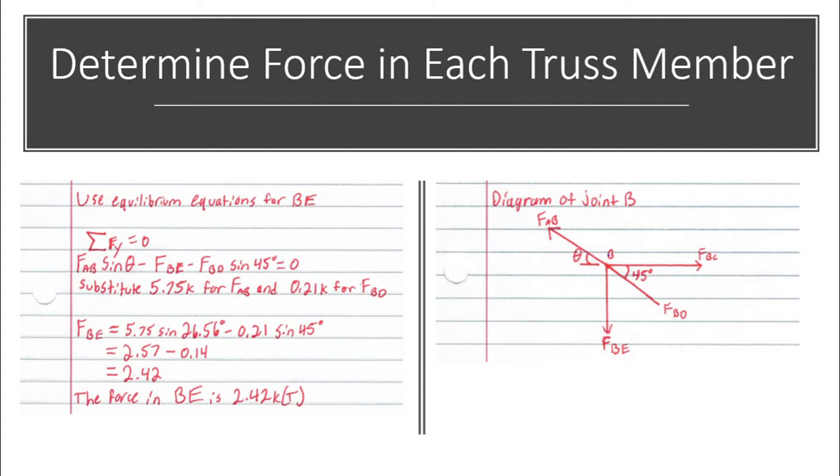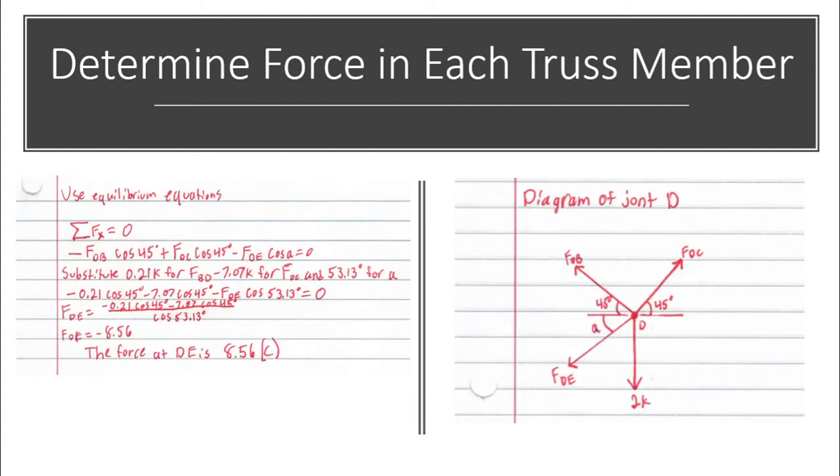Now that we've worked our way around the truss, we can come back to the main joint, joint D, with the most forces coming off of it, and take all the forces we found in the other joints and apply them to this joint. So in balancing the x equilibrium equation with 0.21 kilos for BD, negative 7.07 kilos for DC, and then using the cosine of 53.13 degrees that was found for pin E at the start of the problem, we can find that DE is the last component of force. It is 8.56 kilos acting in compression.